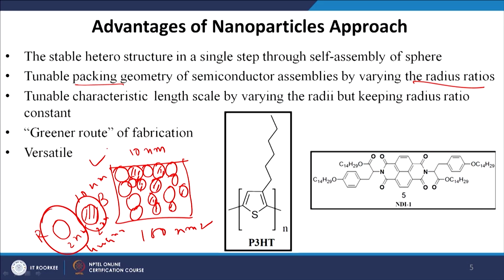And also these organic nanoparticles are fabricated in water or an aqueous system, that is why it is a greener route of fabrication. Organic solar cells like polymeric solar cells are made in an organic solvent like chloroform, but these nanoparticles are fabricated in water. So, that is basically a greener route of fabrication, and one can make the nanoparticle from any polymer which dissolves well in an organic solvent but does not dissolve in water. So, this method is also a versatile technique. Because of this advantage, organic nanoparticles have been used extensively in fabricating different kinds of solar cells.